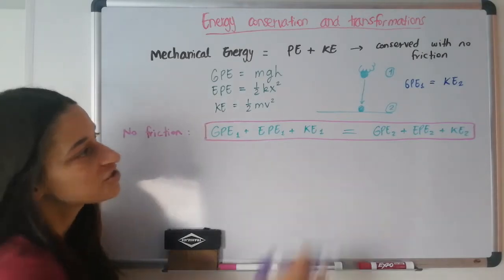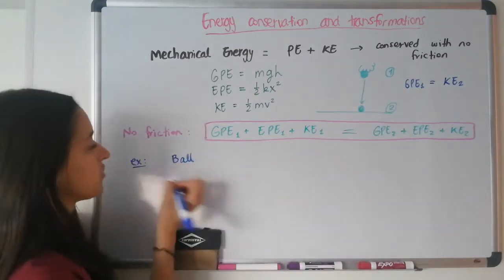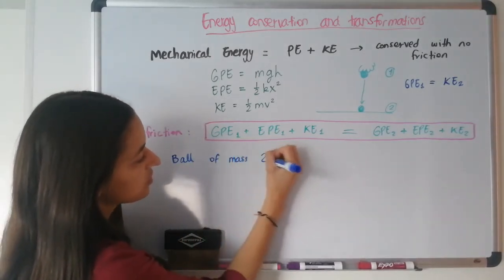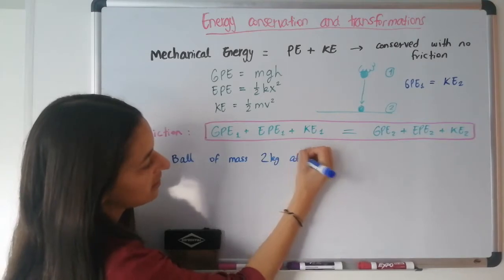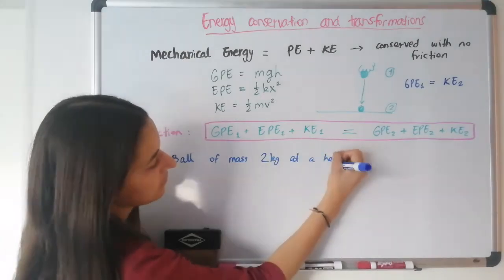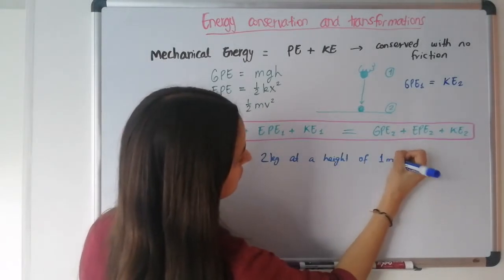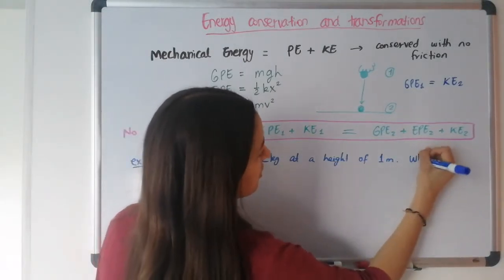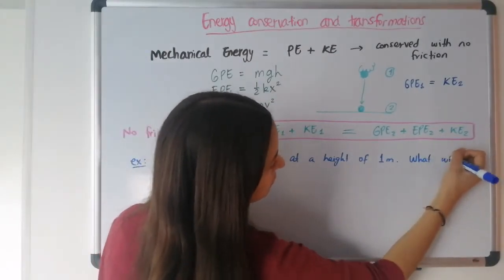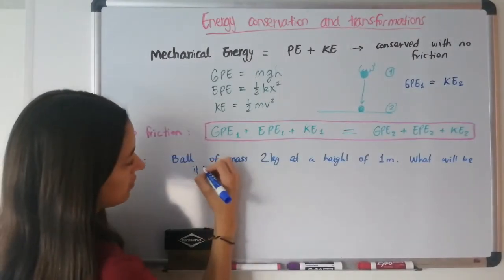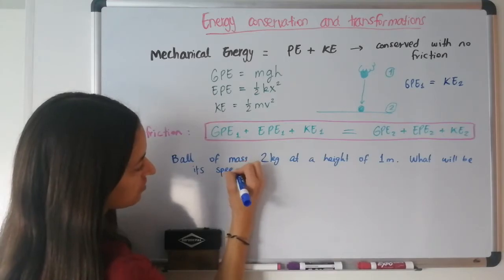So let's do this example numerically. You grab a ball of mass 2 kilograms at a height of 1 meter. What will be its speed right before it hits the ground?